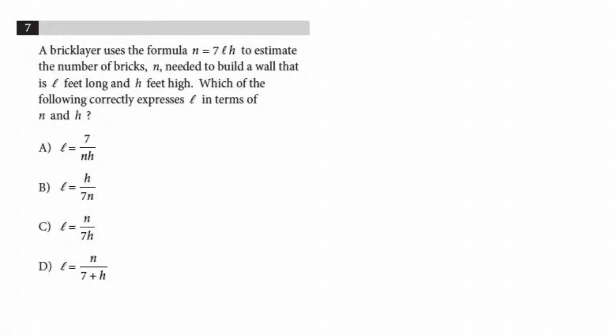7. A bricklayer uses the formula N equals 7LH to estimate the number of bricks needed to build a wall that is L feet long and H feet high. Which of the following correctly expresses L in terms of N and H? Okay, so this is a common type of problem. We have an equation, and we are solving for one of the variables. We don't need to know any other information other than the equation, which is N equals 7L times H.